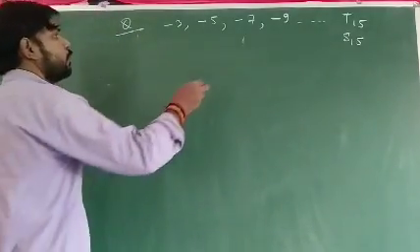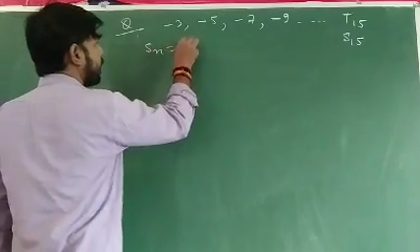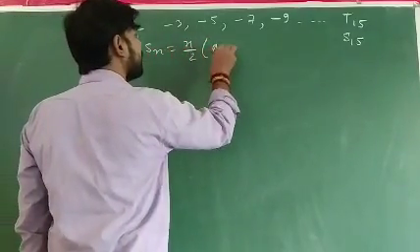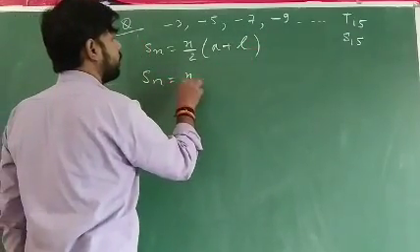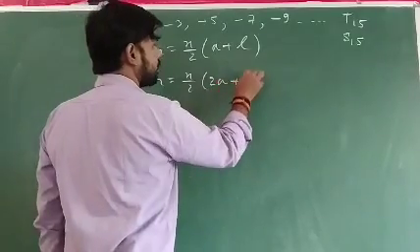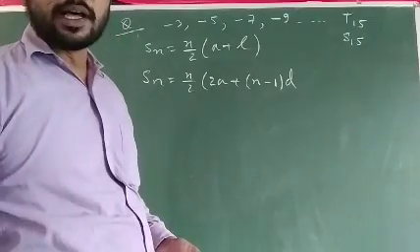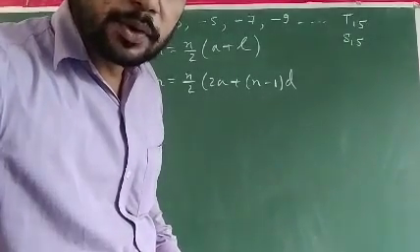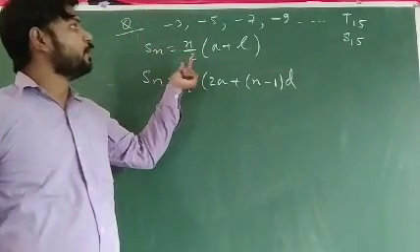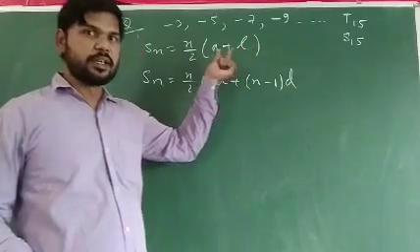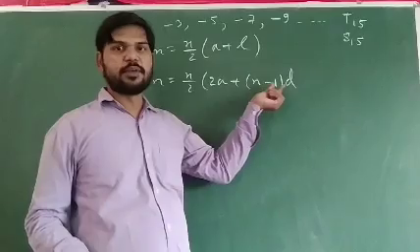To find the sum, I have already mentioned two formulas: Sn equals n by 2 times (a plus L), and Sn equals n by 2 times (2a plus (n minus 1) into D). We have mentioned the two formulas of Sn, so you will use either Sn equals n by 2 (a plus L), or Sn equals n by 2 (2a plus (n minus 1) into D).